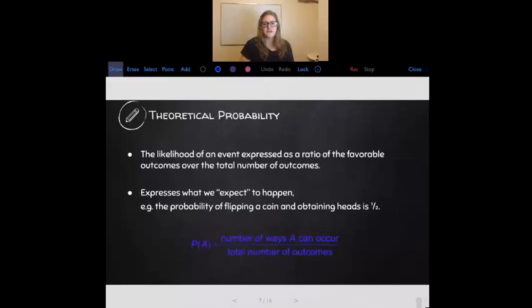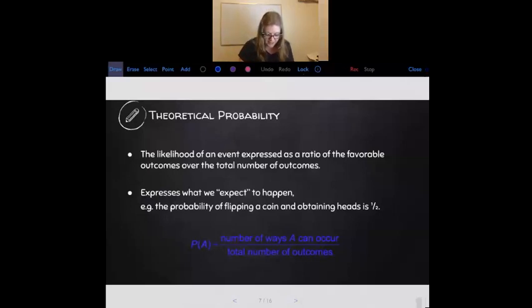Theoretical probability. So theoretical probability is the likelihood of an event expressed as a ratio of the favorable outcomes over the total number of outcomes, or the events you want over how many are possible. So with the example of the 4-child family, the favorable outcomes would be boys, and then the total number would be 16, of how many possible outcomes there are. So theoretical probability is what we expect to happen. So the probability of flipping a coin and obtaining a heads is we expect that to be 1/2, 50-50 chance.